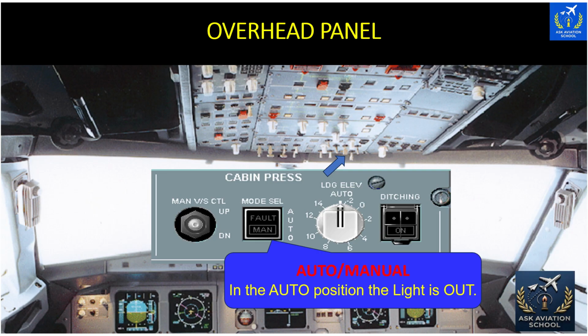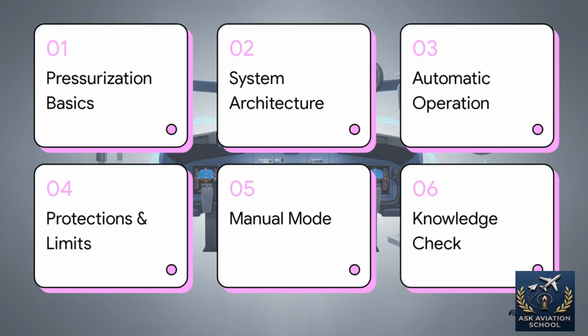Today, we are breaking down the A320 family pressurization system. All right, so here's what we've got on tap. We'll kick things off with the fundamentals, why we even need this system. Then, we'll get into the nuts and bolts of the system's architecture and all its components. After that, we'll walk through how it works automatically, check out its safety nets and limits, cover what to do in manual mode and abnormals, and finish up with a quick knowledge check to make sure it all sticks.